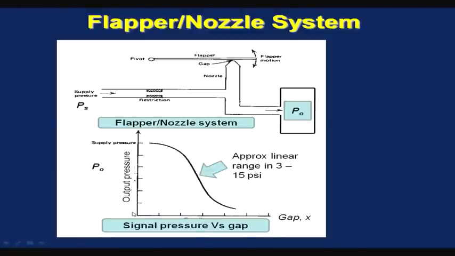So, if we plot the output pressure versus the gap, you will see that in the range of 3 to 15 psi pressure, we have an approximately linear relationship, and that is the 3 to 15 psi pressure is the working range, which is linear.